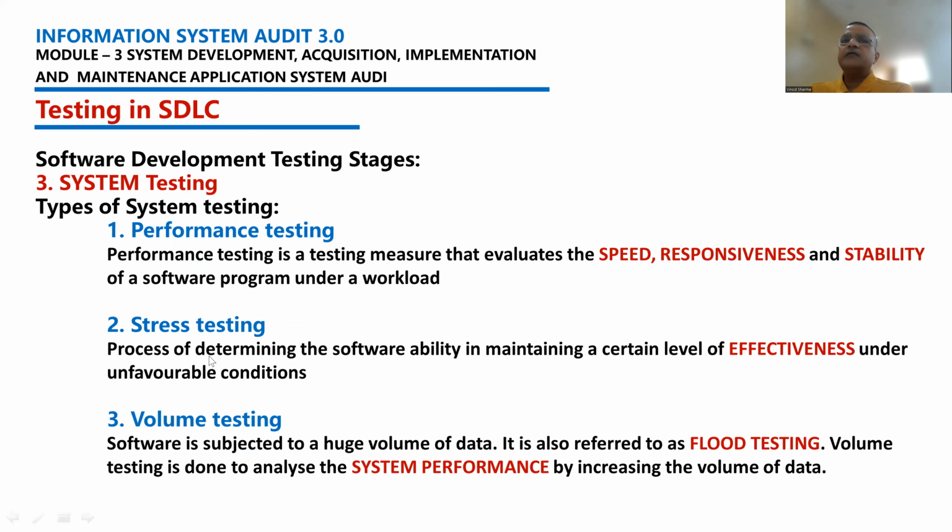In stress testing, we determine the software's ability to maintain a certain level of effectiveness under unfavorable conditions. Effectiveness means doing the right thing, or getting things done correctly. So when we do stress testing, we try to determine the ability of the software in maintaining not the efficiency, since efficiency is related to speed, responsiveness, and stability. I am more concerned now with the effectiveness. That is, whatever rules have been defined, are they being adhered to and complied with or not, especially in unfavorable conditions.